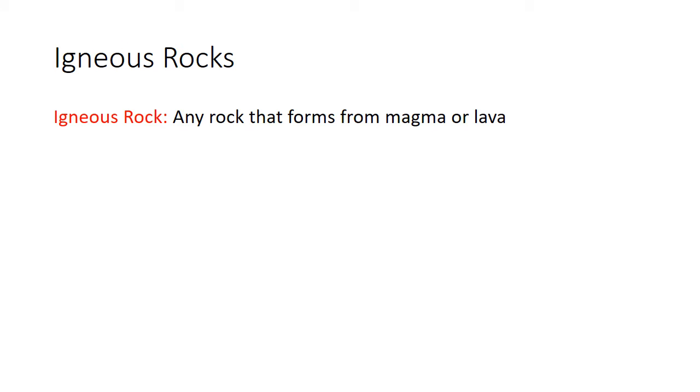Igneous rock is any rock that forms from magma or lava. Ignis is a Latin word which means fire, and that is where the word igneous comes from. So igneous rocks are rocks formed in fire, in magma or lava.